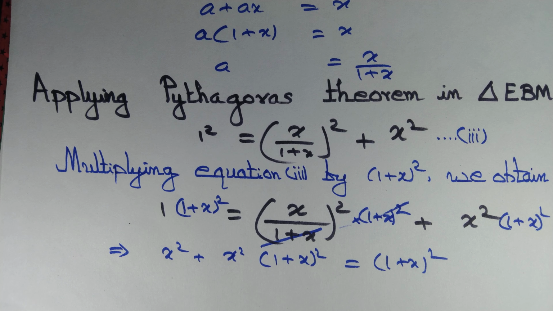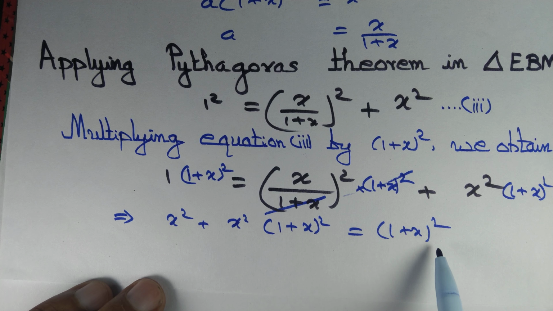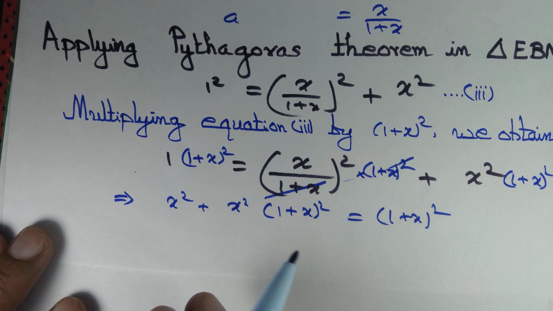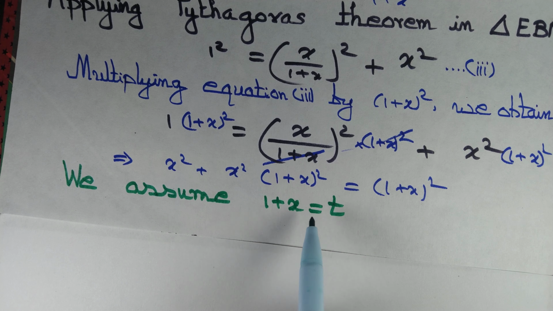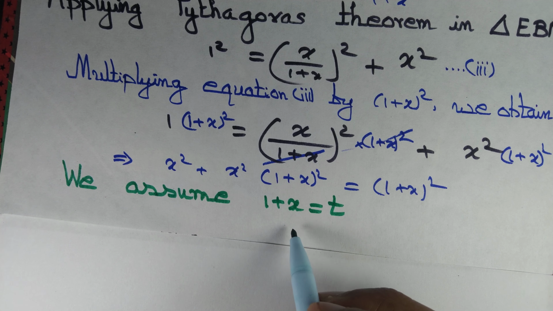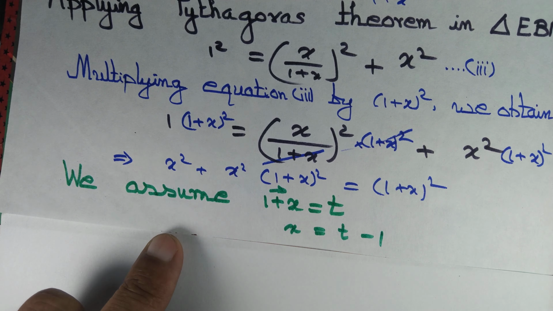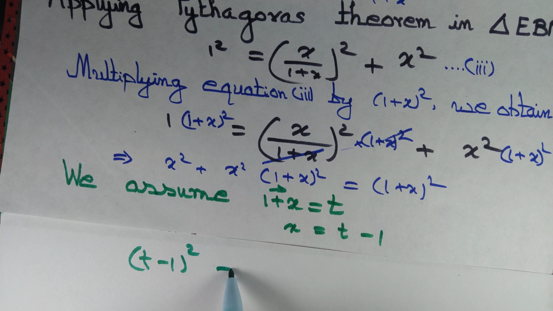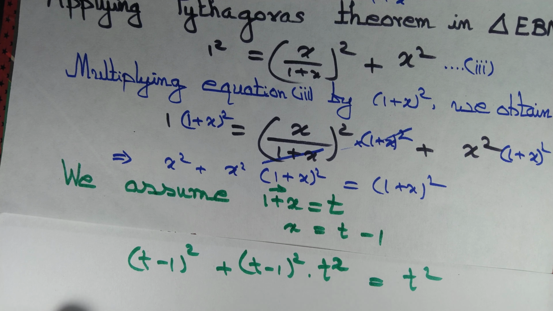The equation doesn't appear easy to solve, but you see that we have X square and 1 plus X whole thing square. Maybe we will be able to solve it by letting 1 plus X equal to t. So now we assume that 1 plus X equals t. So X equals, if we take 1 to the other side, t minus 1. So this equation can be written as t minus 1 whole thing square plus t minus 1 whole thing square into t square equal to t square.